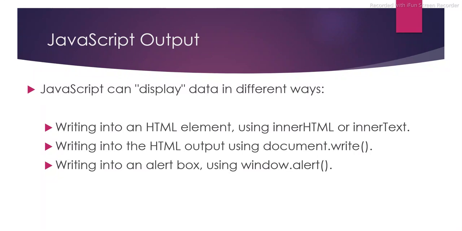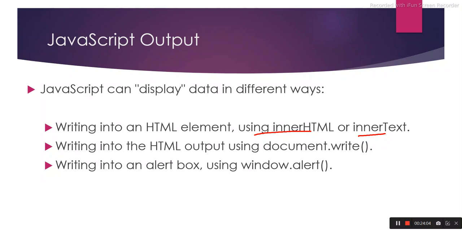Then, JavaScript output. In what ways can JavaScript display output? What we have seen till now uses .innerHTML. InnerHTML means I can write something into that control, an HTML tag. There is also innerText, where I can change only the text. I cannot write any HTML tags into that.